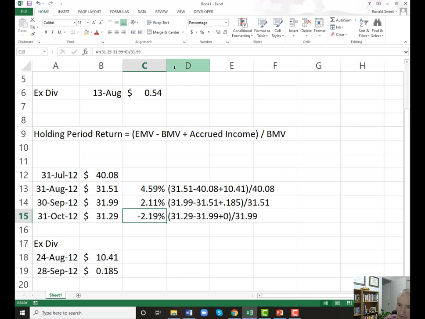Now, if you're doing modified Dietz, you would actually adjust these dividends for the actual date. So you didn't get this dividend until the 24th, and in modified Dietz, you would adjust for the fact that that $10.41 didn't happen until closer to the end of the month instead of the beginning of the month. But for our purposes, we're doing a simplified formula. We're just going to show the number without any adjustment for the time lag. All right, so let's go back to PowerPoint.